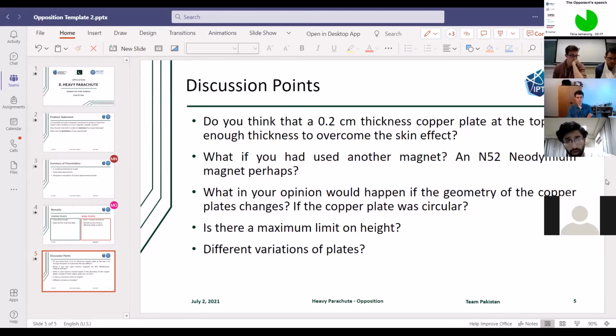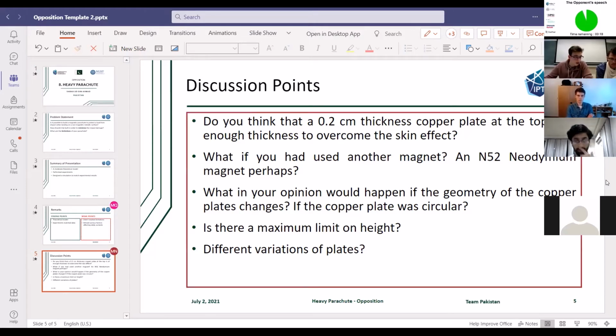And what if they had used some other magnets? What would happen if we tried different magnets, for example the N52 magnets that are physically available? And in their opinion, what would happen if the geometry of the copper plate changes? For example, if they used a square or cuboid shape plate, what would happen if it were cylindrical, or different in shape?